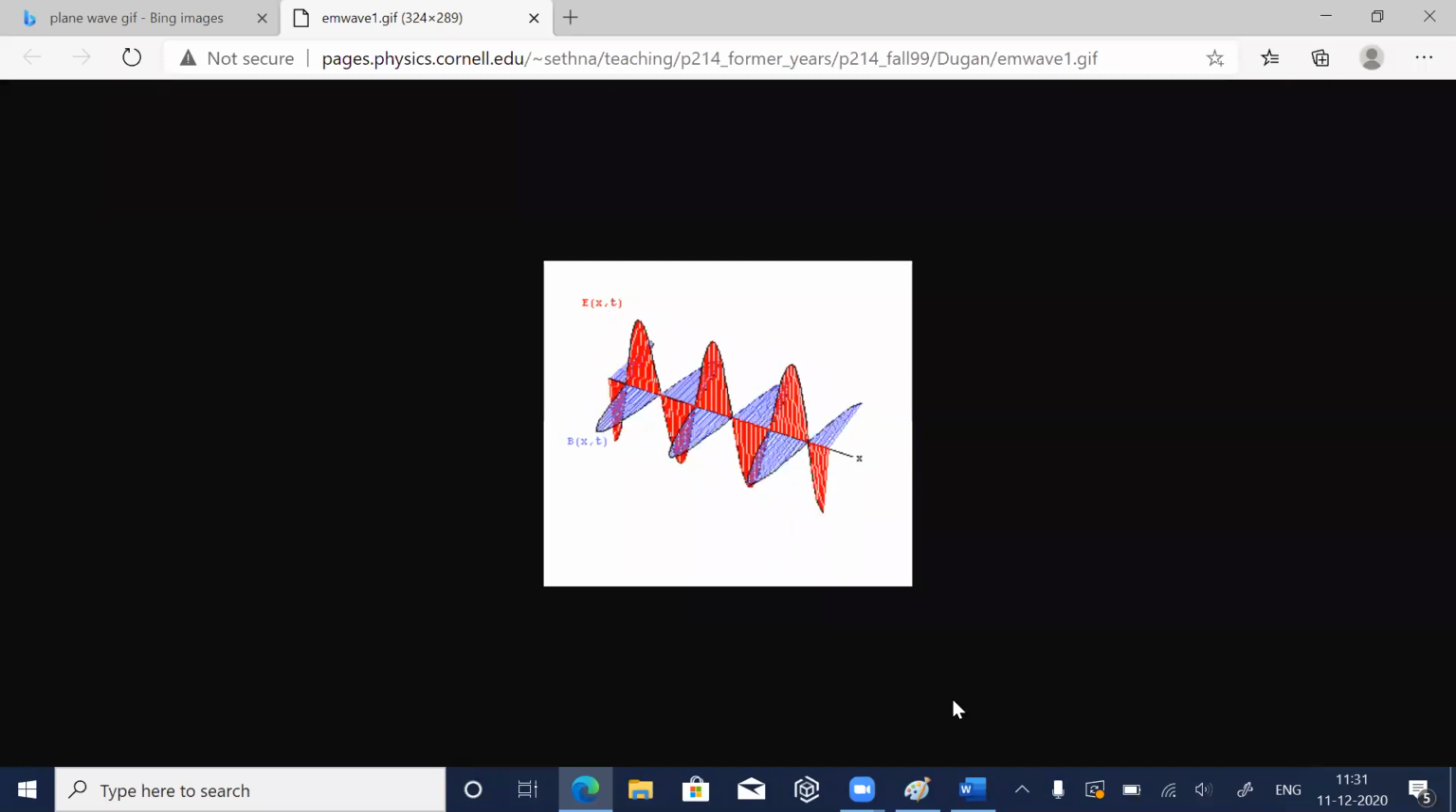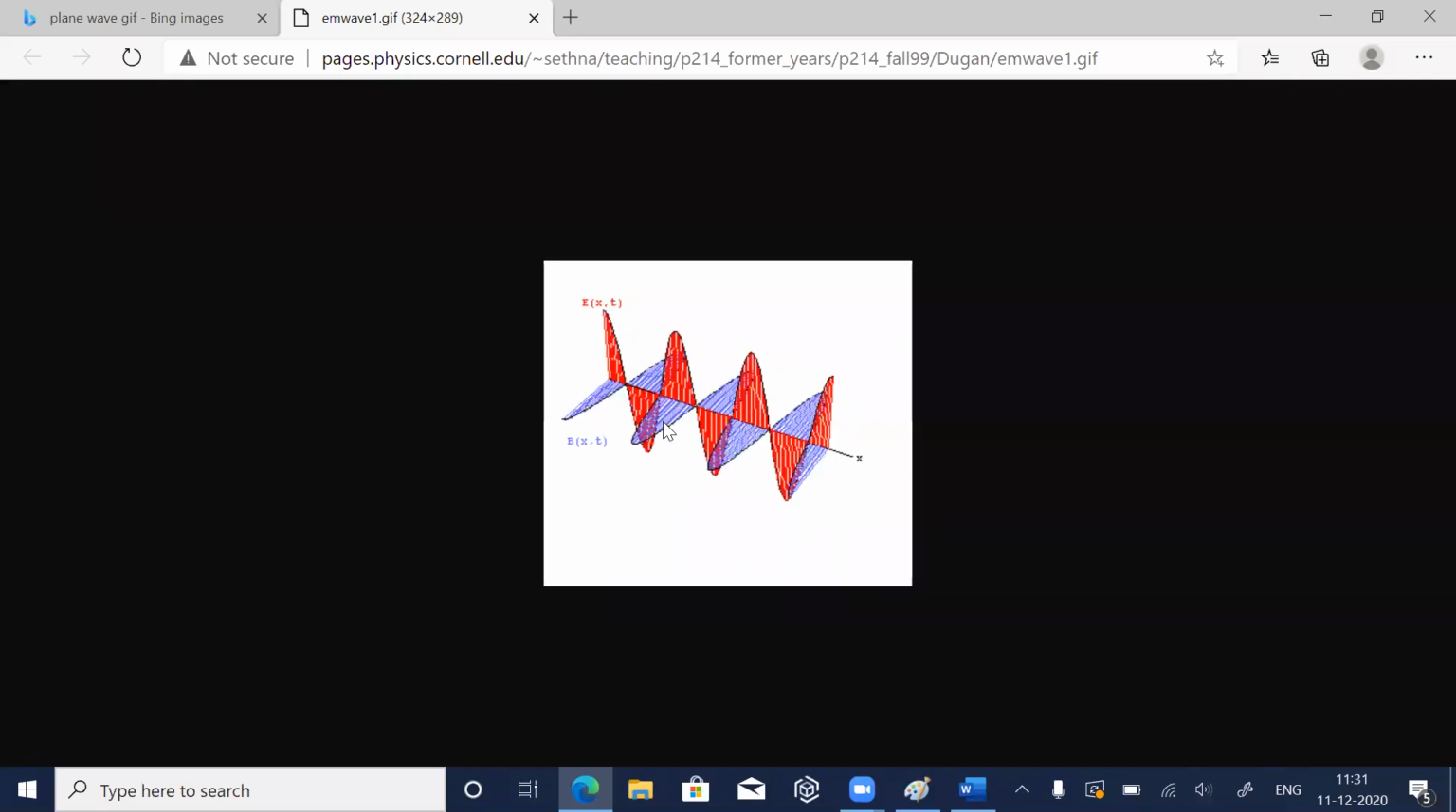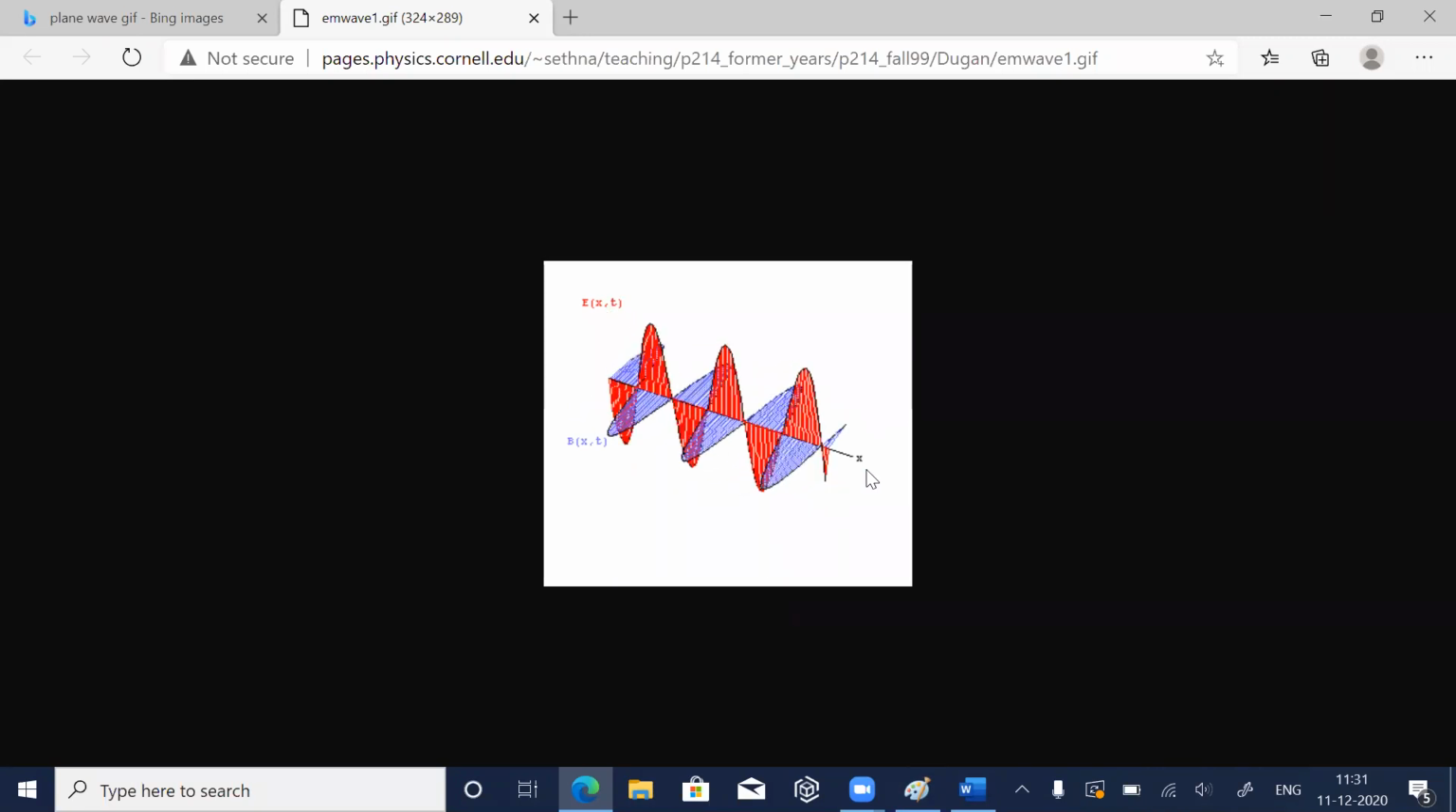If I want to show them individually, as of now the spatial variable in this case, of course, it is showing X. Yes, sir.